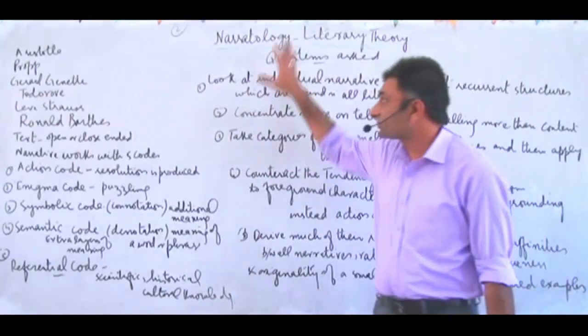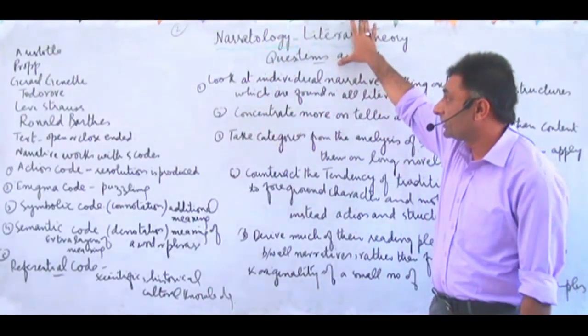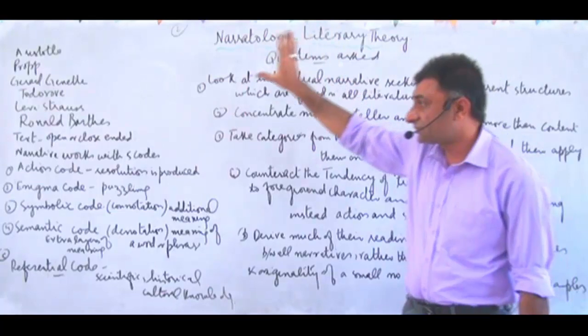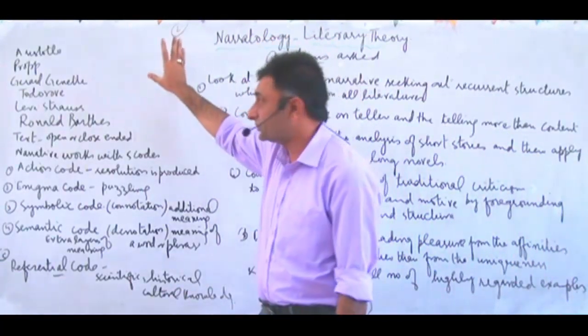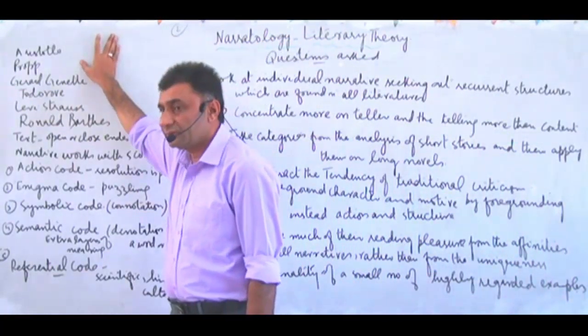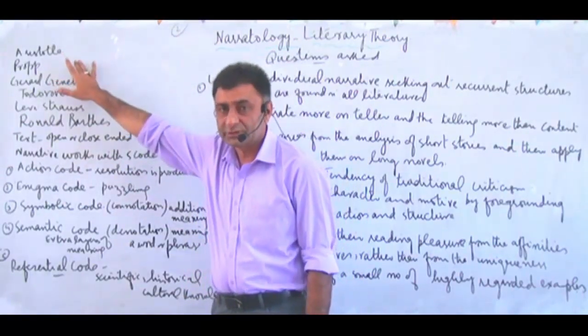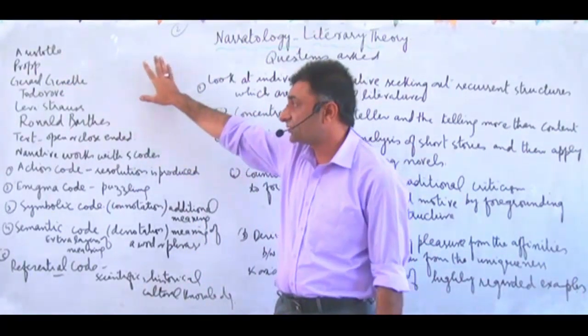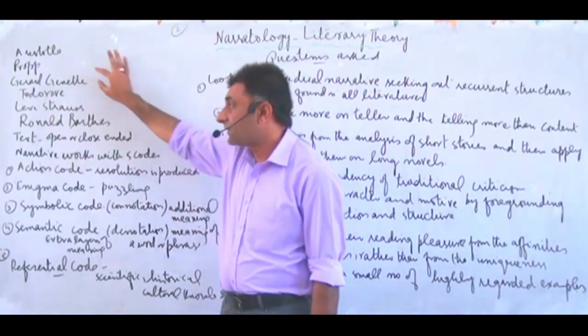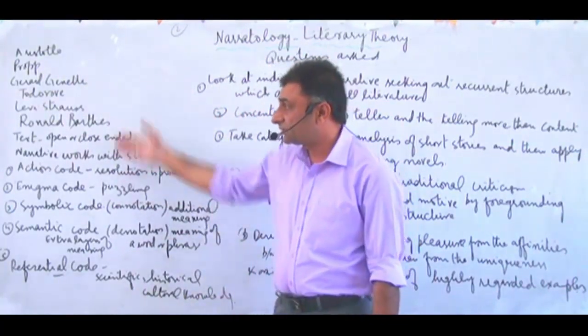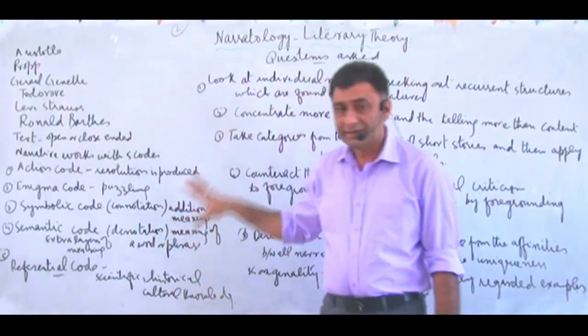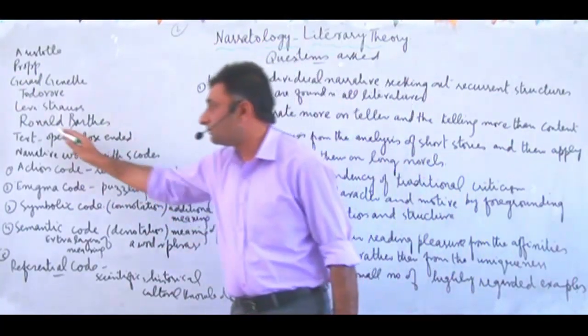This part of the discussion is about narratology, with reference to different writers. Before this, we have discussed narratology. The very first person we discussed was Aristotle and his concept. Then there was Vladimir Propp. Then there is Gérard Genette, there is Claude Lévi-Strauss, and here we are going to discuss Roland Barthes.